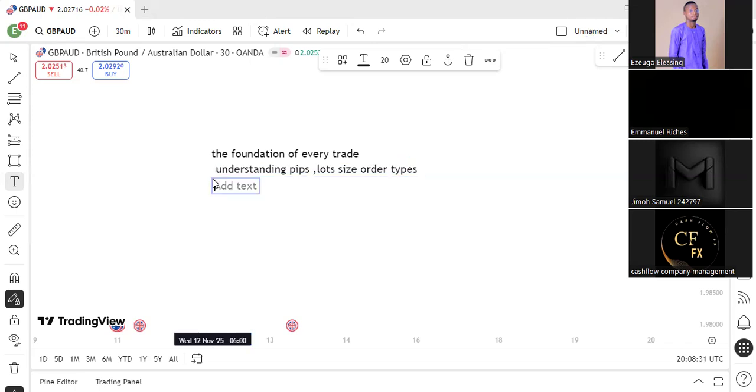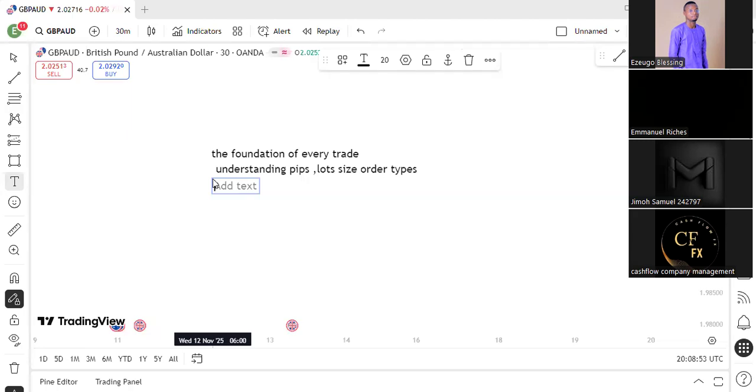Now, the foundation of everything: understanding pips. What is pips? That is the first thing you have to figure out. If you're writing, please get your book. Everybody should have gotten their notes and write. I will be asking about the notes as time goes on so that we'll know how serious we are.